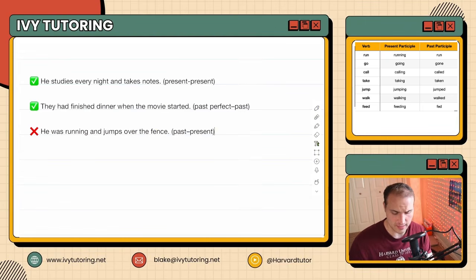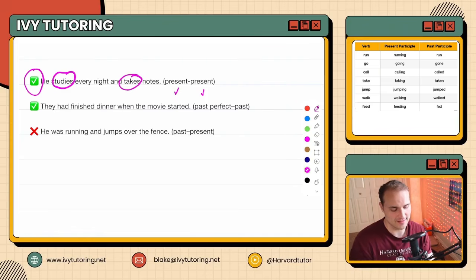Now check this out. Let's make it a little more complicated, but still manageable. He studies, that's present tense, every night. And takes, that's also present. So check. Boom, we're good. How about they had finished?